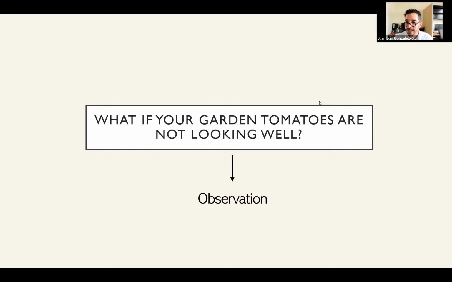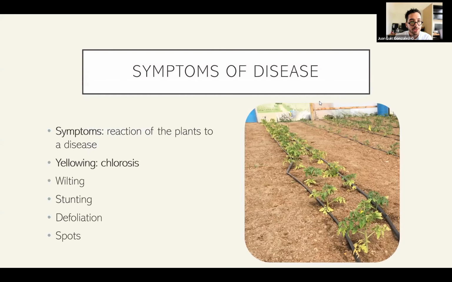So before delving into what kind of diseases our tomatoes can get, it is important to identify that symptoms are basically a reaction of the plant to a disease infection. So in this image, you can see that some of the plants are showing yellowing of some of the leaves. That's known as chlorosis, and it is one of the most common symptoms of some diseases of our garden tomatoes. There are many other symptoms that plants can show.